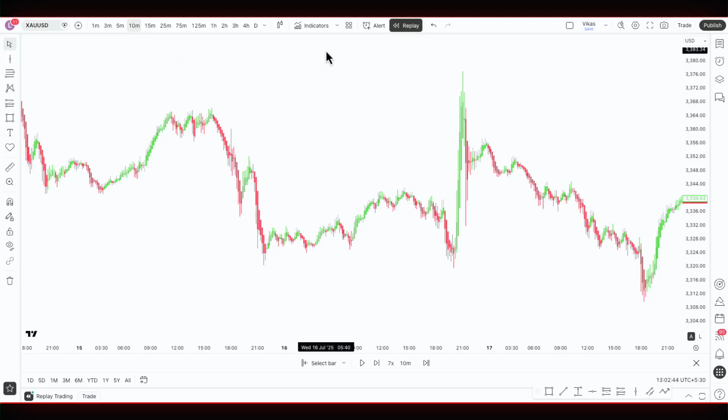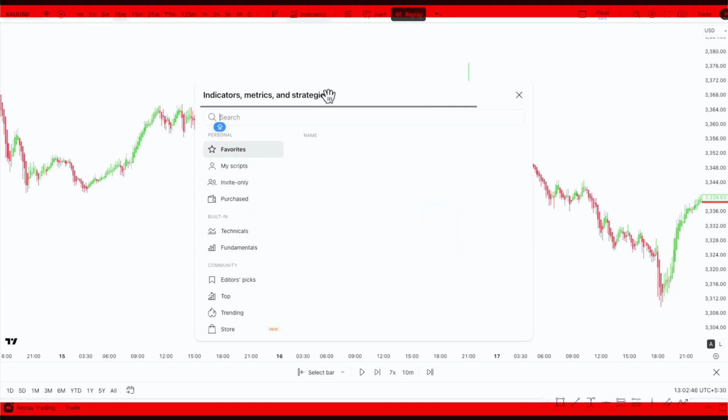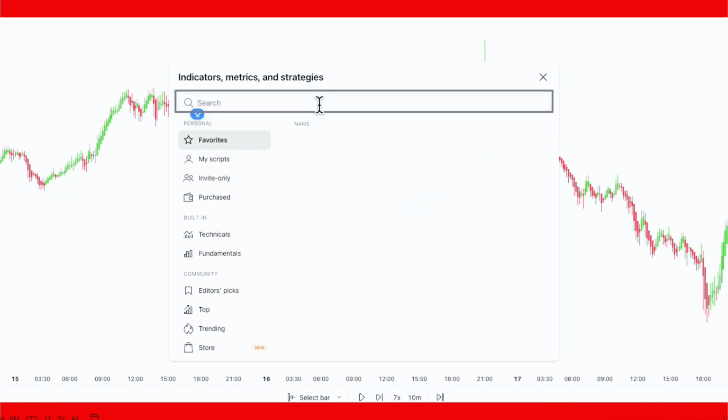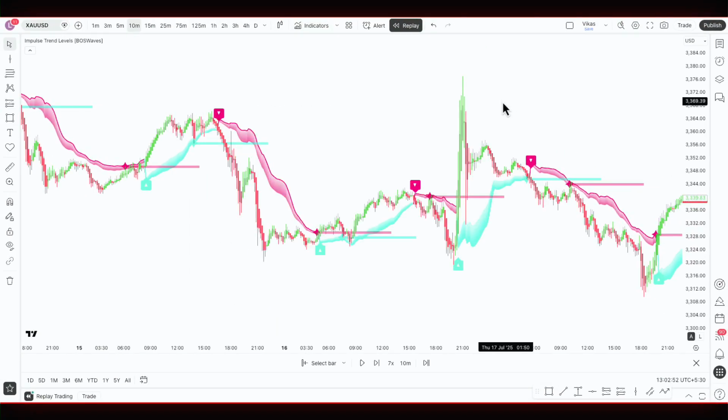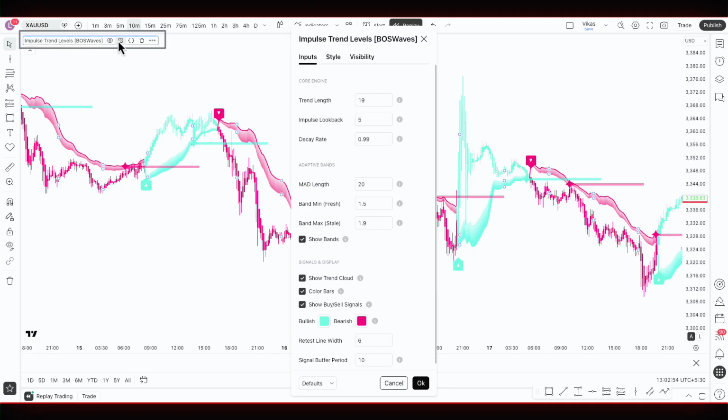And don't sweat the time frame either. Next, you'll want to find those magic indicators. Head over to the Indicators tab and search for the impulse trend levels. Select the indicator made by Booz Waves and add it to the chart. Now the indicator settings change for perfect signals.